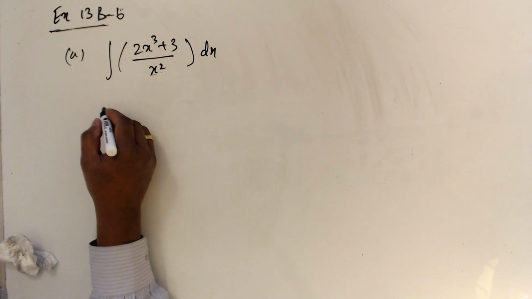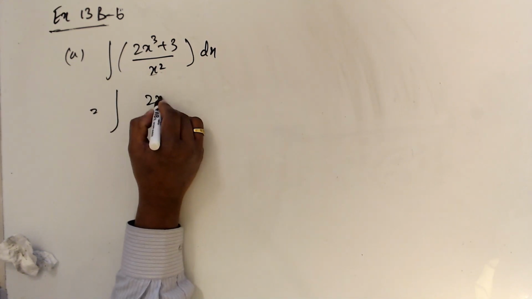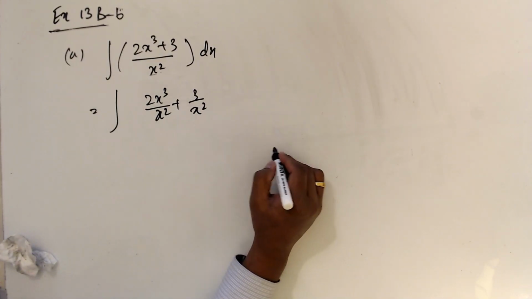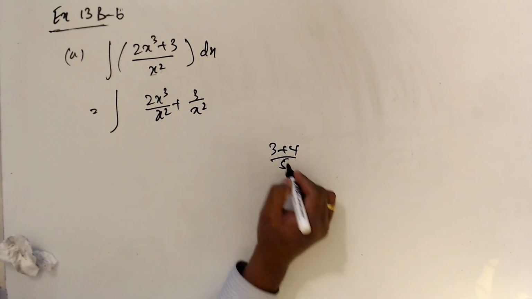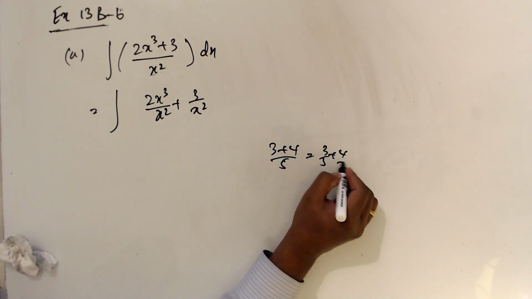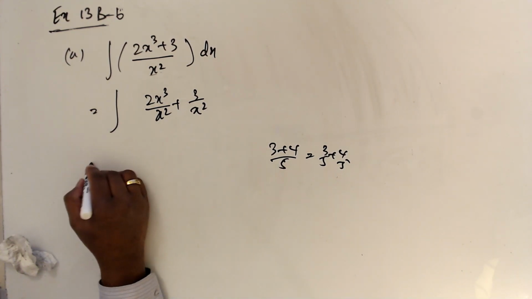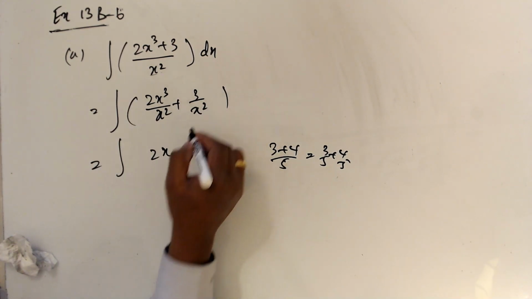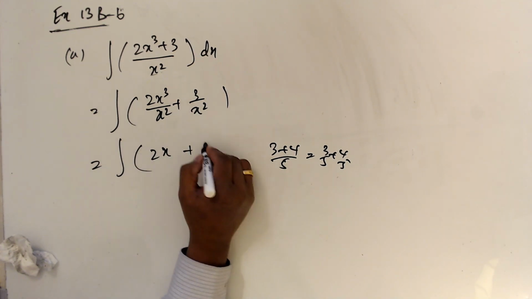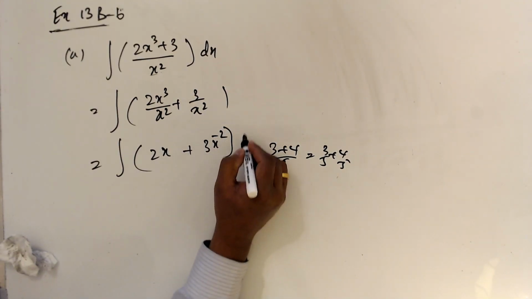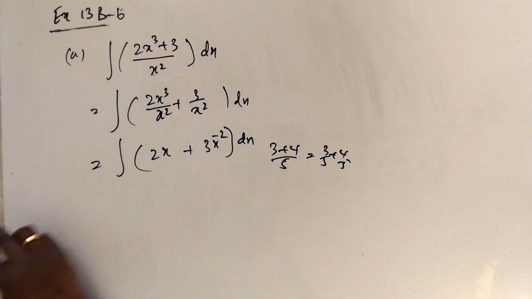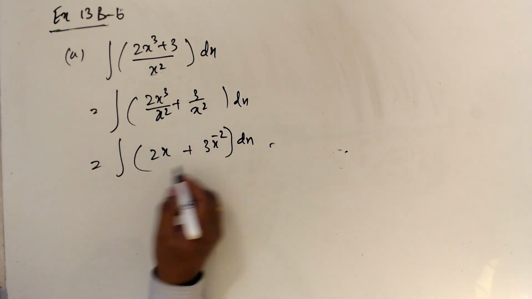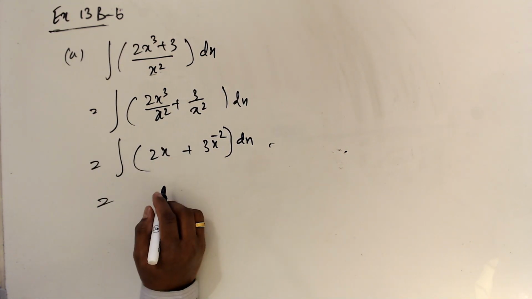So we'll do it. Now I can write this simply as separately 2x cube over x square plus 3 over x square. If I have 3 plus 4 over 5, I can write 3 over 5 plus 4 over 5. So then this is going to be x square x, this is 2x, and then this is 3x^-2. Okay, now you simplify. Now you can work it out. Now this is a normal sum.